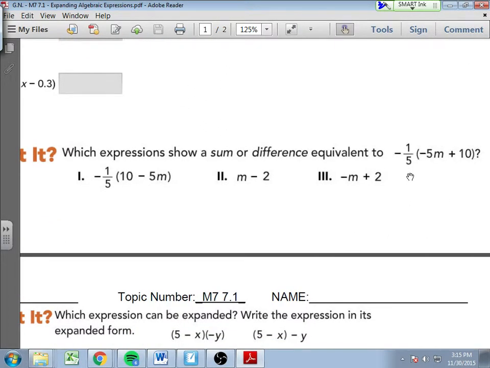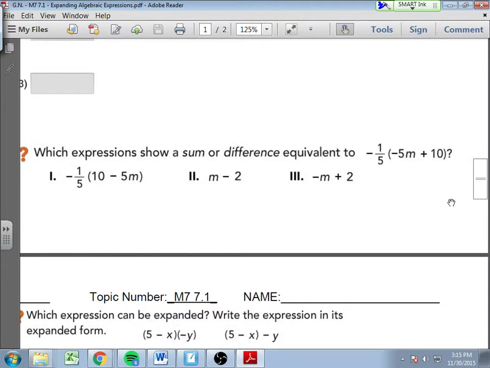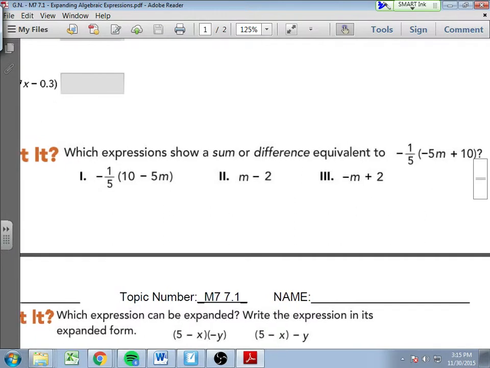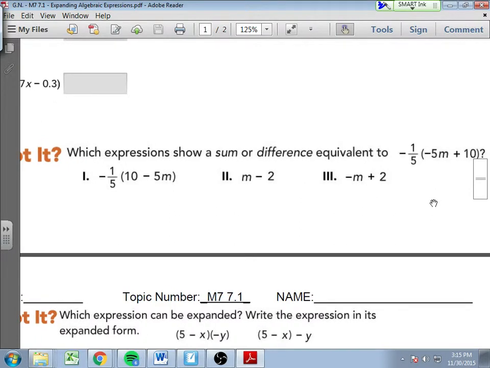So think about this. Which expressions show a sum or difference equivalent to this? So essentially you can just solve this. So what would be the solution of this when we distribute? I'm going to rewrite it. Try it on your own. We have negative 1/2, negative 1/5 times negative 5m. Hey guys, when we're dealing with a fraction, make everything a fraction.